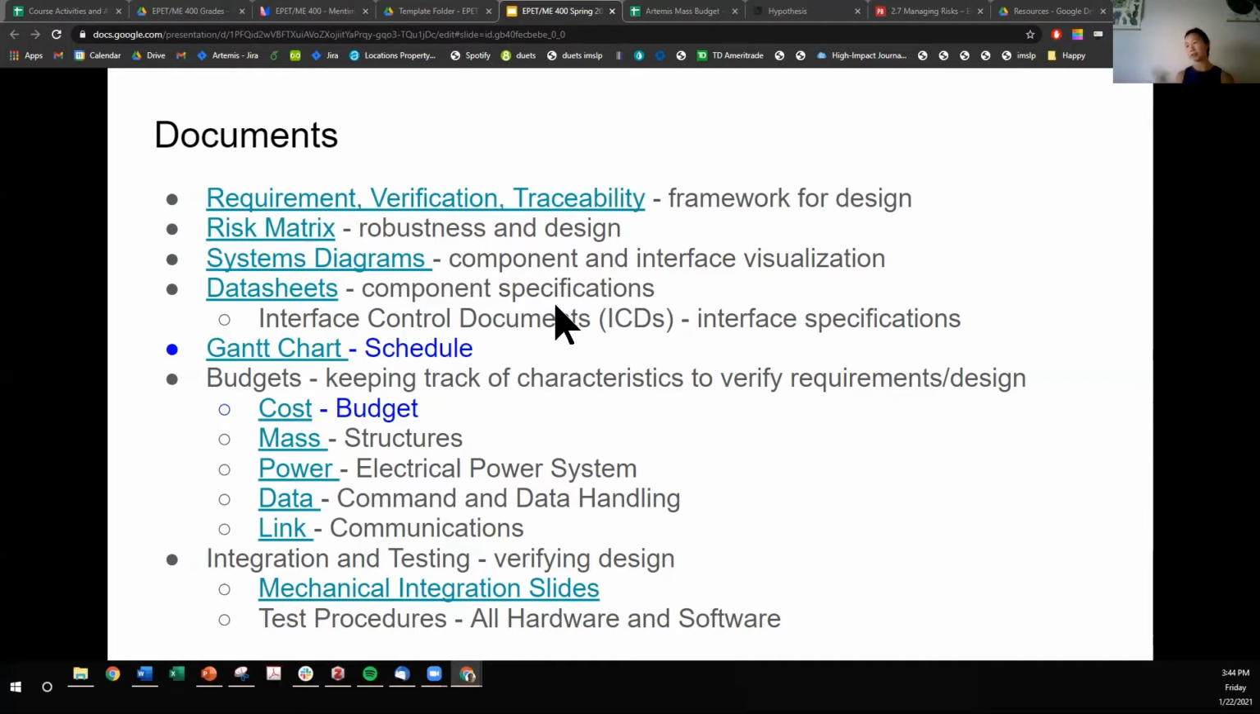And then after the design process, you have to come up with integration and testing documents like mechanical integration slides, and then test procedures that all of your hardware and software has to go through.